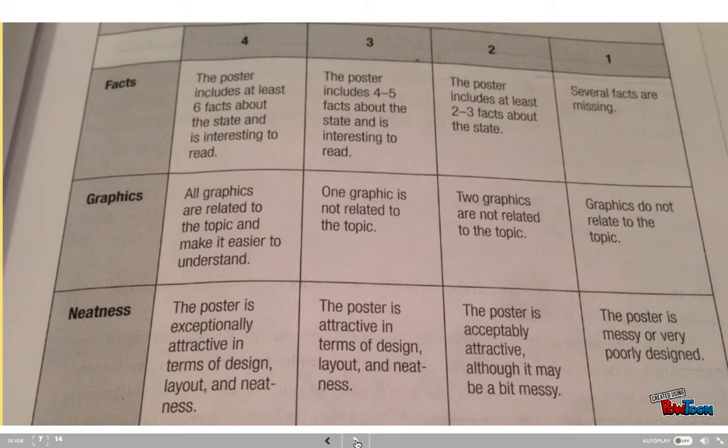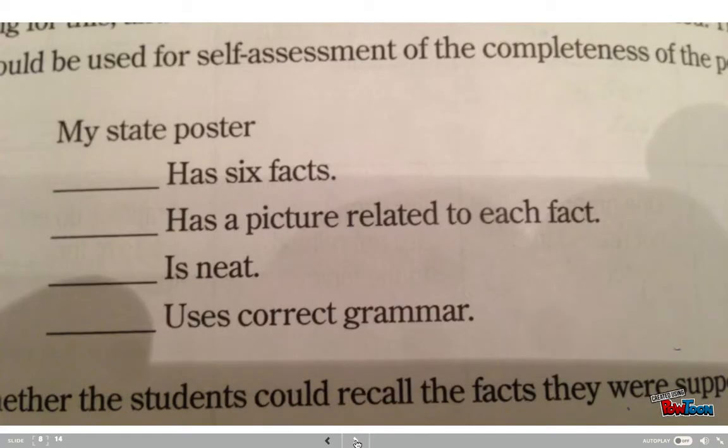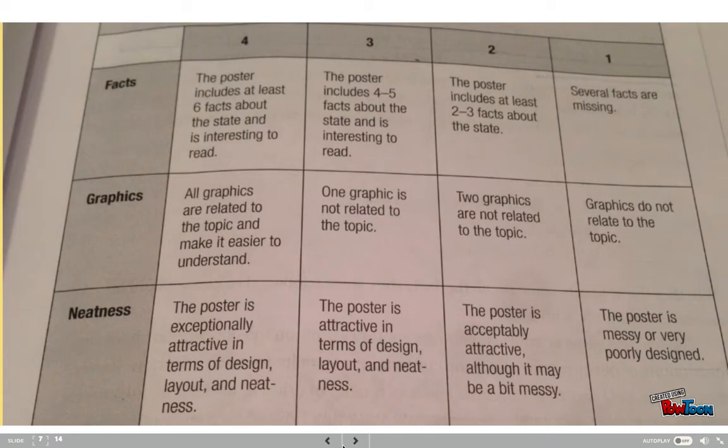So here's an example of a rubric that is actually disguised as a general rubric, but is really nothing more than a task-specific checklist. You can see here it's got 4 levels, and the levels build on each other, but in the end, they either have 6 facts or they don't. They either have graphics for each topic, or they either have a poster that's attractive in terms of design, layout, and neatness, or they don't. You could do the same rubric that you're seeing here in a checklist that you see here. My state poster has 6 facts, has a picture related to each fact, is neat, uses correct grammar. Do you see the difference between this as a checklist and this disguising itself as a rubric?